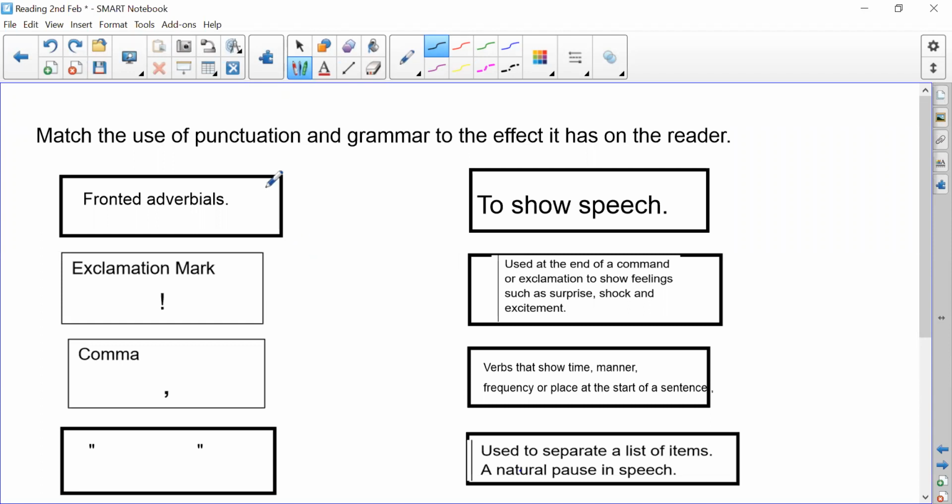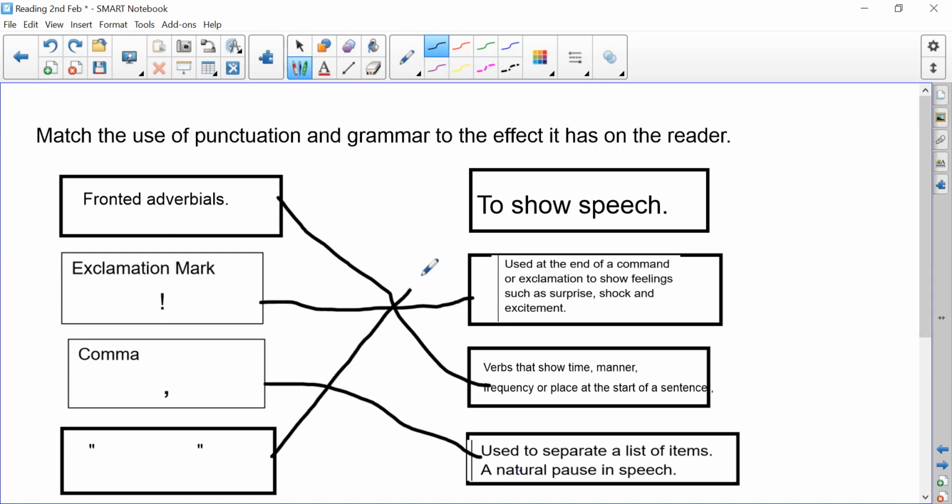So a fronted adverbial, hopefully you should all remember, is a word or phrase that shows time, manner, frequency, or place at the beginning of a sentence. A comma, which we did last week when we looked at commas, is used to separate a list of items or as a natural pause in speech. An exclamation mark is used at the end of a command or exclamation to show feelings such as surprise, shock, and excitement. And these marks here, that we call inverted commas, are to show speech.